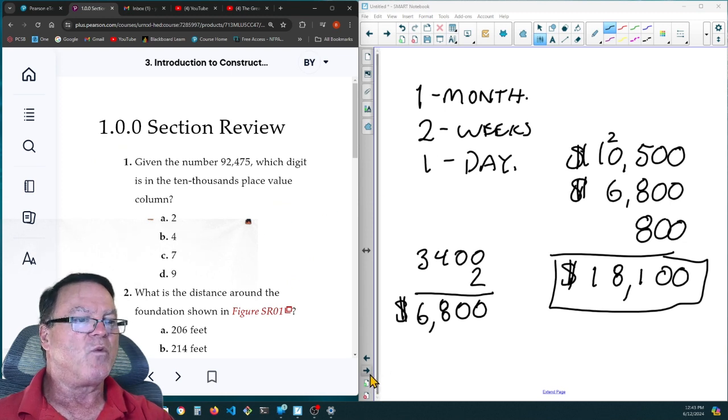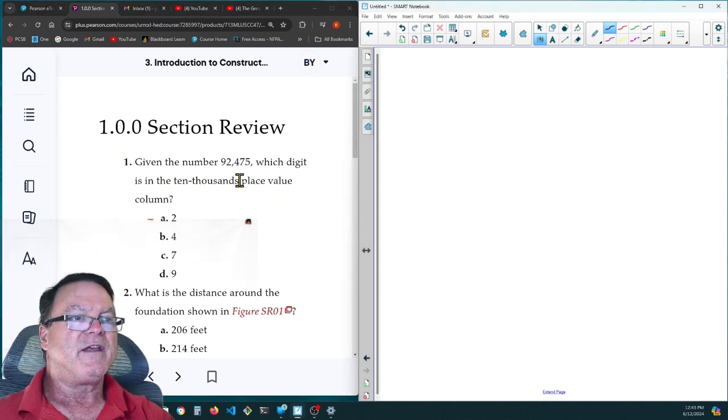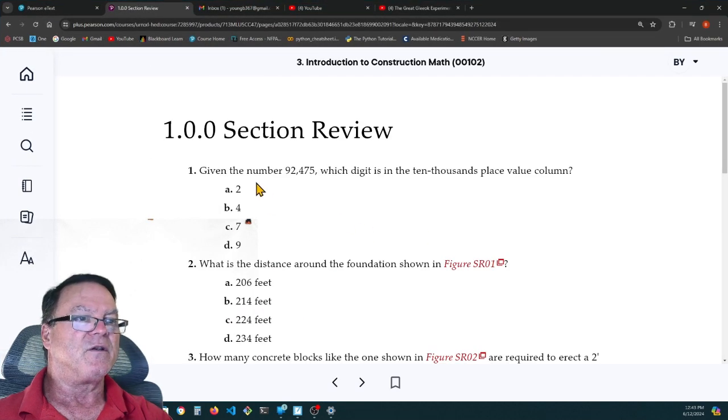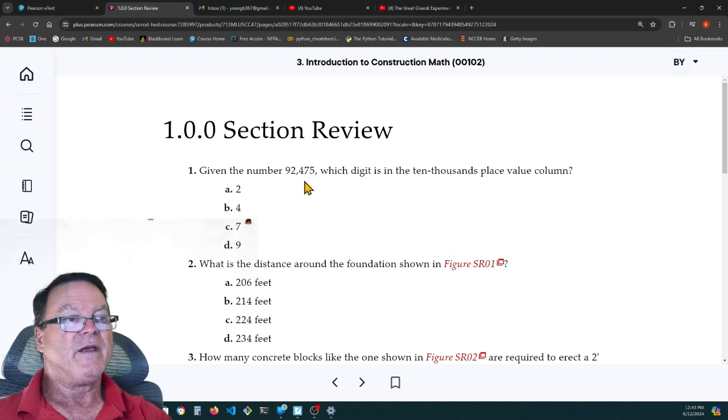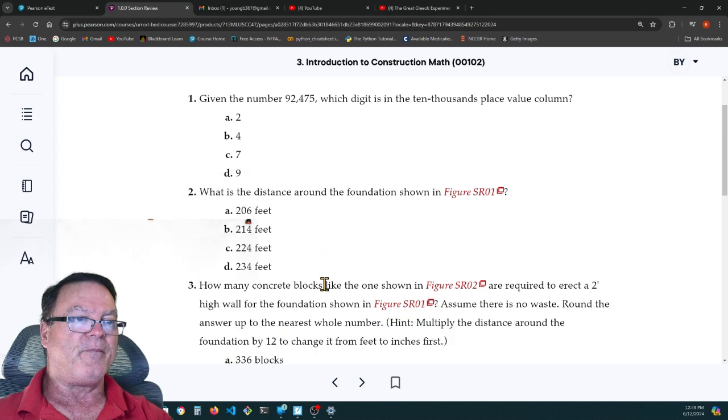So here's our section 1 review. Given the number 92,475, which digit is in the 10,000th place value column? So let's take a look at this. 92,475. Which digit is in the 10,000th place value? Well, there's 1s, tens, hundreds, thousands, and 10,000s. 9 is in the 10,000s place value. So the answer is D, 9.